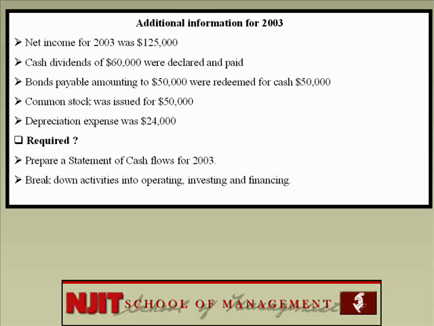What I want you to do is prepare a statement of cash flows for the year 2003, and I'll give you a hint. It'll be useful to break it down into 3 categories. That's operating, investing, financing. Why don't you stop this recording and have a crack at it? Even if you get it wrong, don't worry. This is quite a challenging problem, but it'll really help you understand how to prepare a statement of cash flows. So stop this recording now, have a crack at it, and once you're done, restart, and I'll go through the solutions with you.